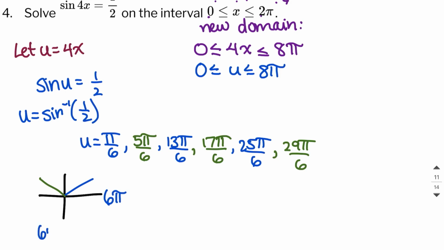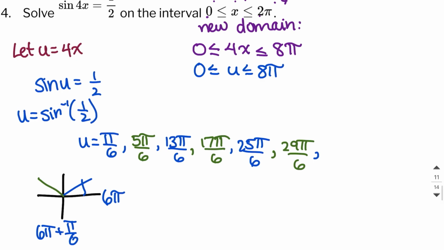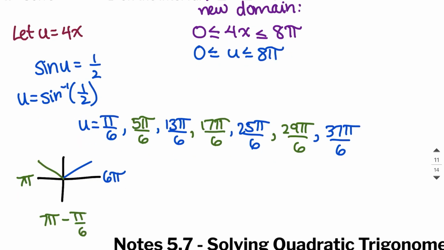So my next solution would be 6 pi plus another pi over 6 right here. And 6 pi is 36 pi over 6, so I get 37 pi over 6. And since that's 6 pi, then this would have to be 7 pi. So my next solution would be 7 pi minus pi over 6. 7 pi is 42 pi over 6, so this would become 41 pi over 6.